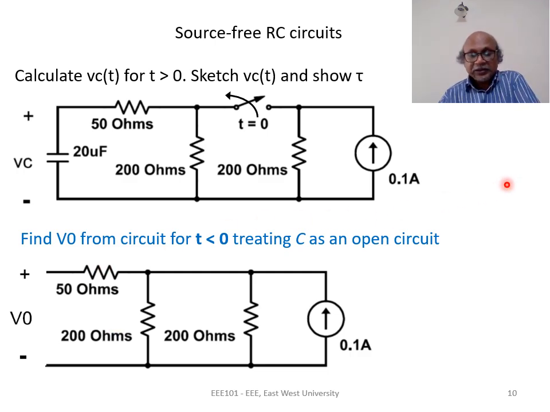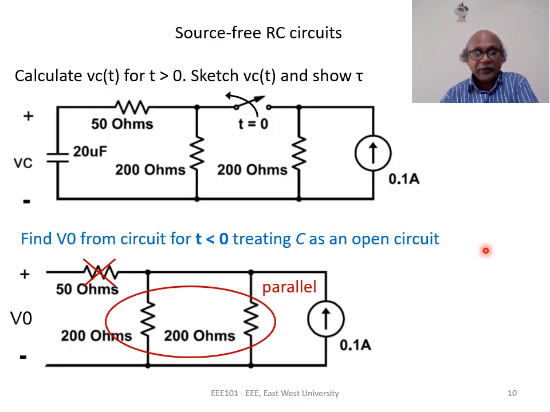The 50 ohms resistance is in series with an open circuit, so this is ineffective. The two 200 ohms resistances are in parallel, so their equivalent is 100 ohms. So now we have a very simple circuit, a 100 ohms resistance connected to a 0.1 ampere current source, and the voltage V0 is across the 100 ohms resistance. So using Ohm's law, we can say V0 is equal to 10 volts.